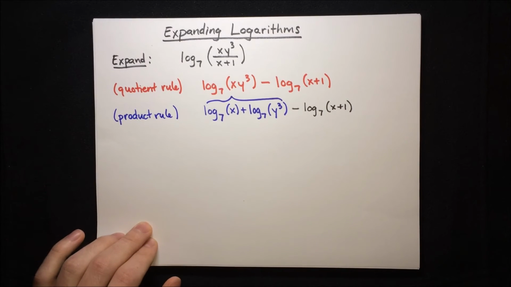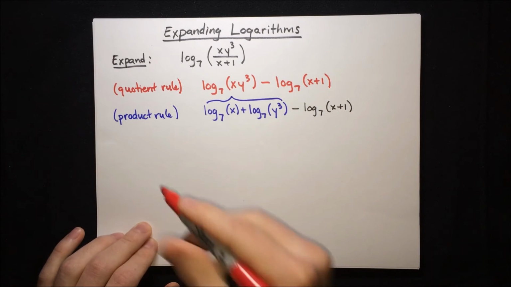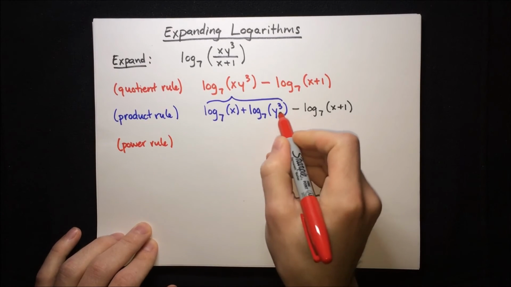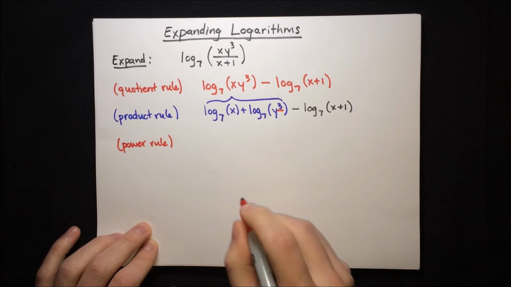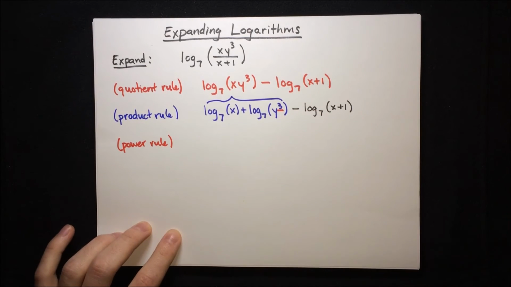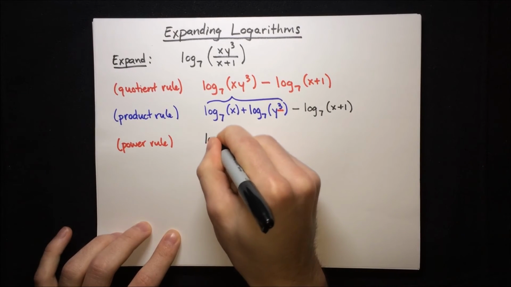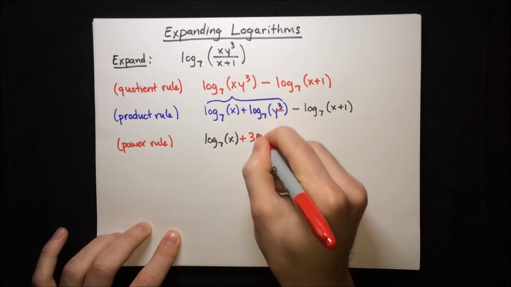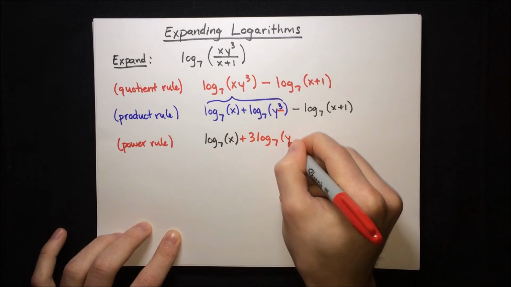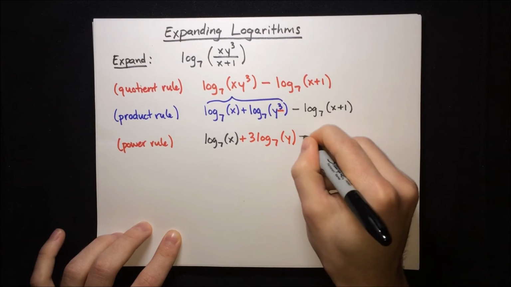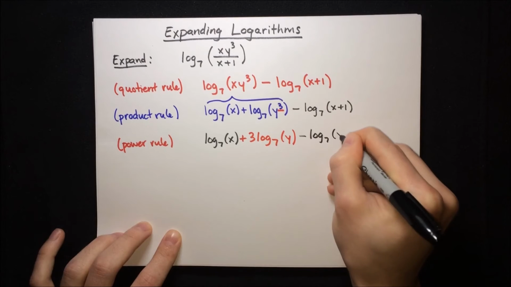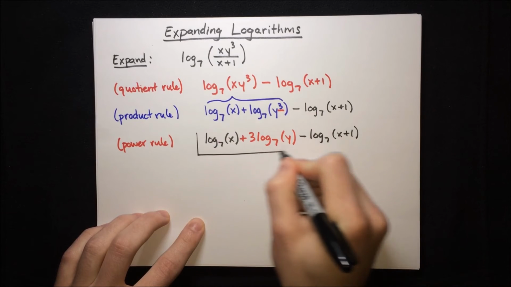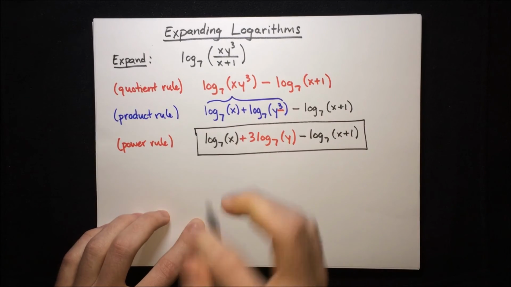And then lastly, this y cubed, we can use the power rule to expand that. We'll move the 3 out to the front of the logarithm. So we'll get log 7 of x plus 3 log 7 of y, and then minus log 7 of x plus 1. And then that's our final answer. That's the expanded form of this logarithm.